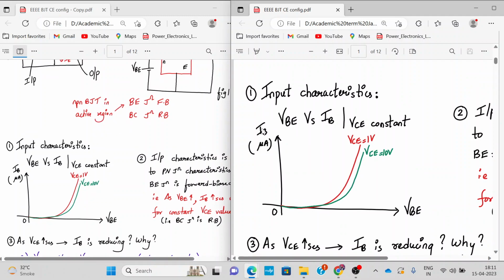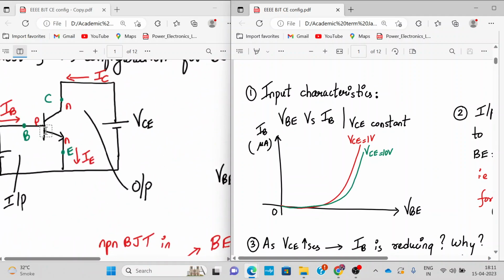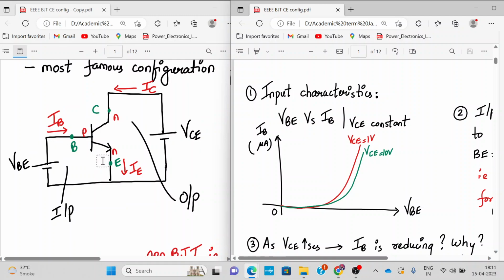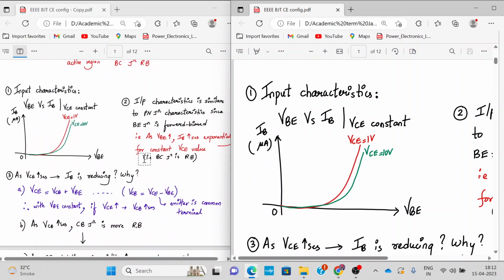You can see from this diagram that from the input side, VB is the input voltage and IB is the input current, whereas VC and IC are the output parameters. So the input characteristics is between VBE and IB with a constant VCE value. And we see a family of curves over here for two different constant values of VCE. Now we have to explain what these curves represent.